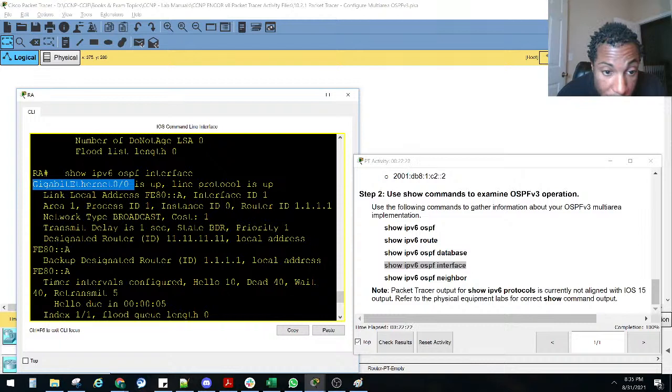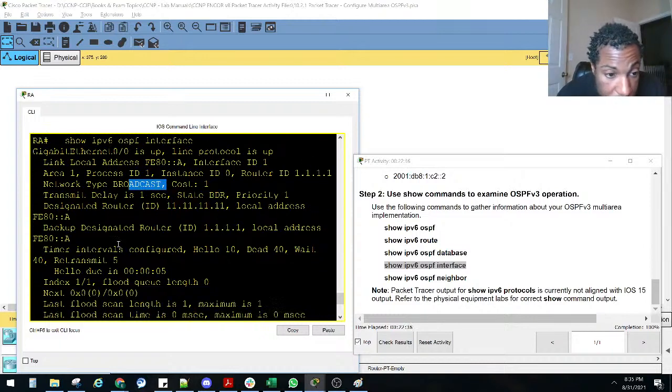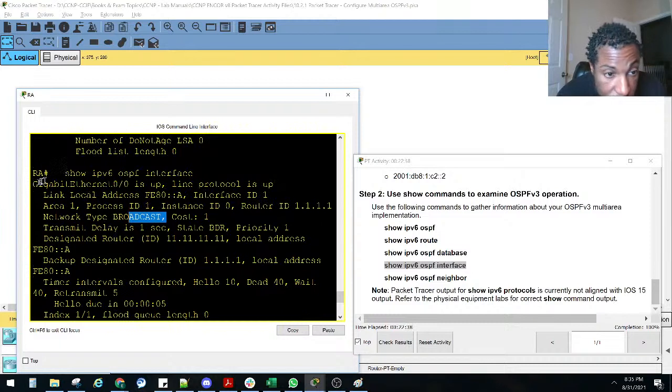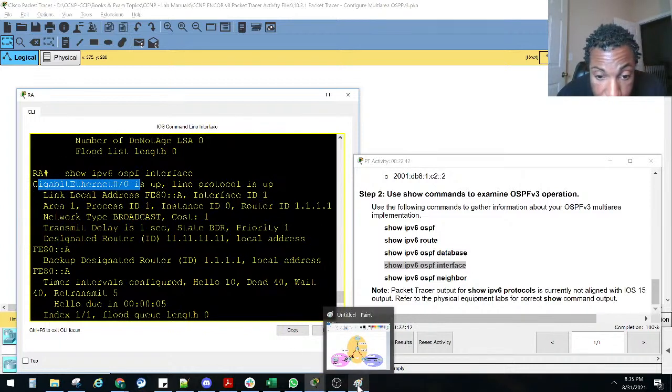We learned about the router we learned from this interface, gig 00, 11.11.11, right? That router is BDR, backup designated router, right? This is a broadcast network. What else do we see about this? That's just this interface now, gig 00, which is somewhere over, where's he at?